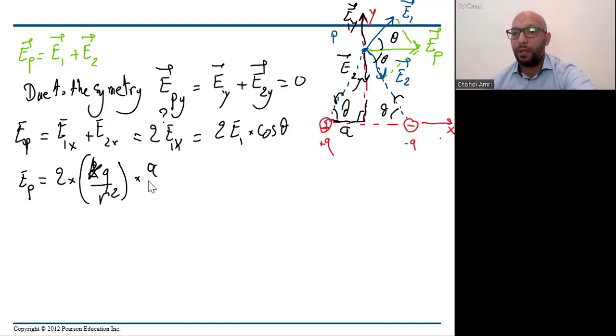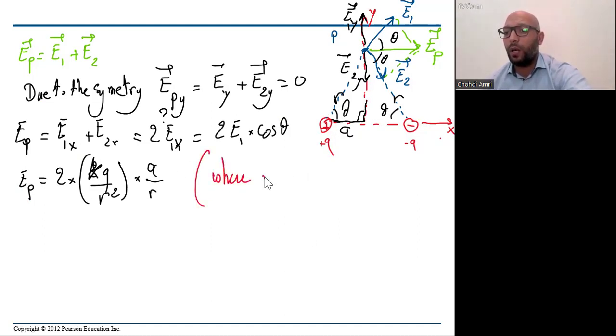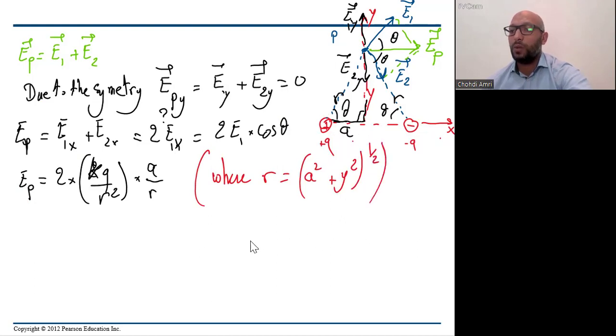It's the vector, the distance R. Now the question comes back to the R. R equals what? A squared plus Y squared to the power 1 over 2. That means square root. Yes, good.